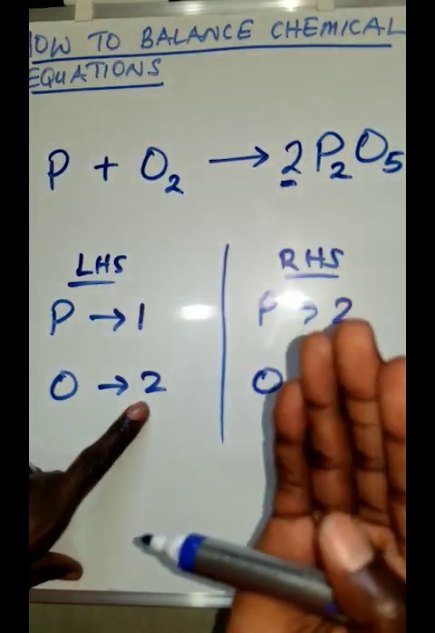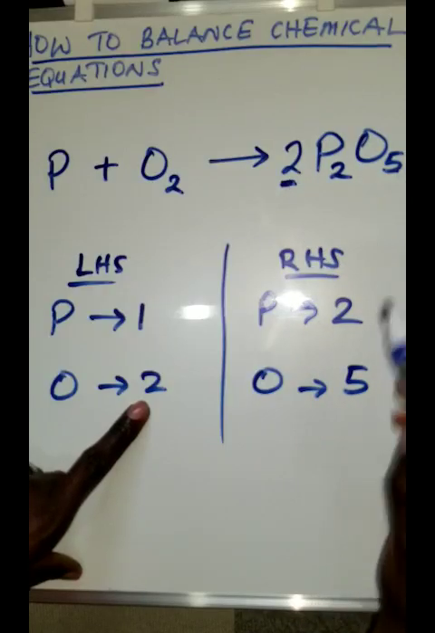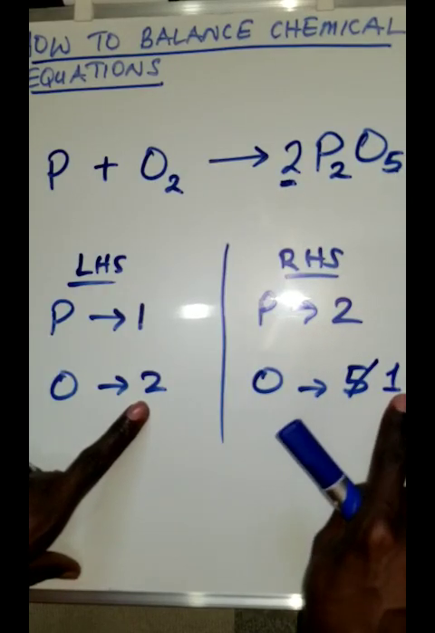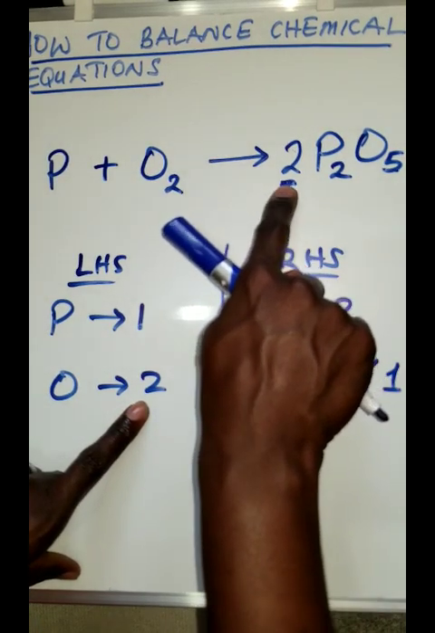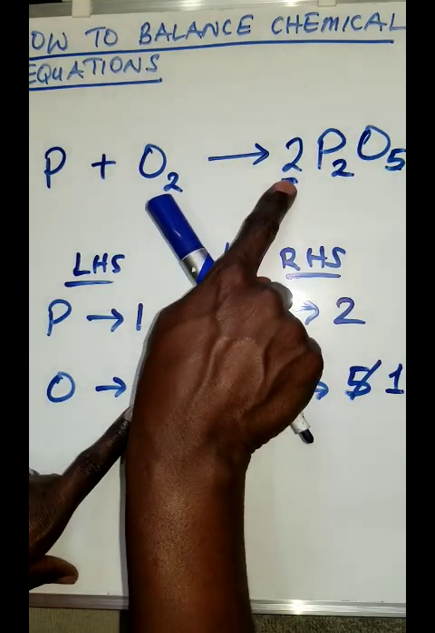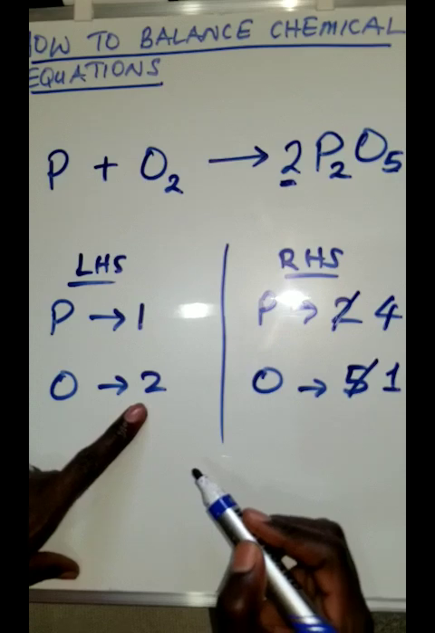Balancing is actually about trial and error. So when I put up a 2 there, it will be 2 times 5, which will now go to 10. But the moment oxygen becomes 10 on the right hand side, it simply means that because of this coefficient 2 you have added, you have changed the phosphorus. It will be 2 times 2. The phosphorus will now go to 4.